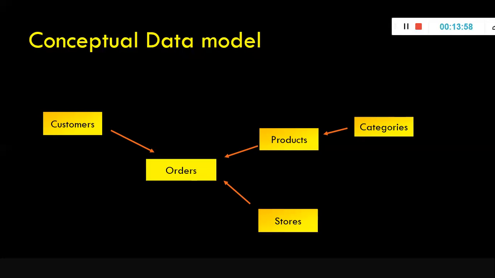But at the time of the conceptual data model, which is nothing but a high level, we identify the essential entities. What are the tables that are required? Entities: customer entity, orders entity, products entity. And then we also identify the high level business relationship between them. So how do I know a customer places zero or more orders?